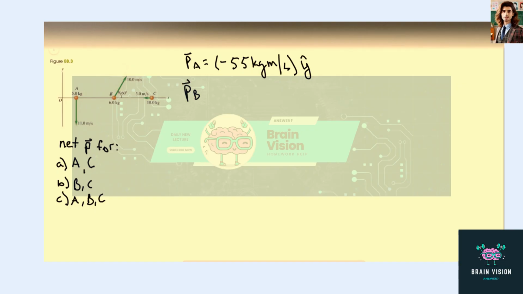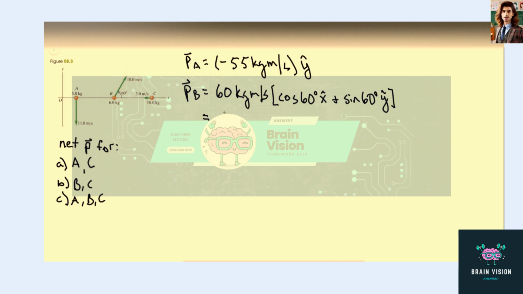For B, it's a little more interesting. You can see here the magnitude of the momentum is going to be 60 kilogram meters per second. And then this has both x and y components. So the x component is going to be the cosine of this angle because it's conveniently measured from the positive x direction. And then the y component will be the sine of our 60 degrees here in the y direction.